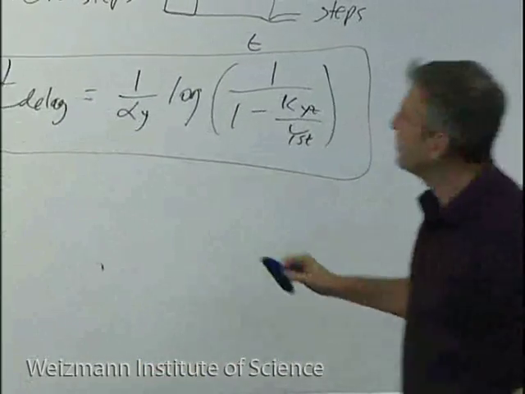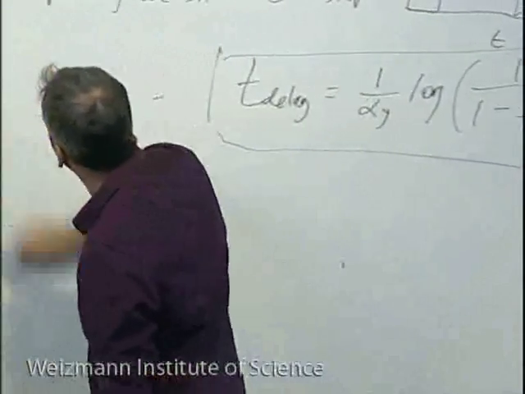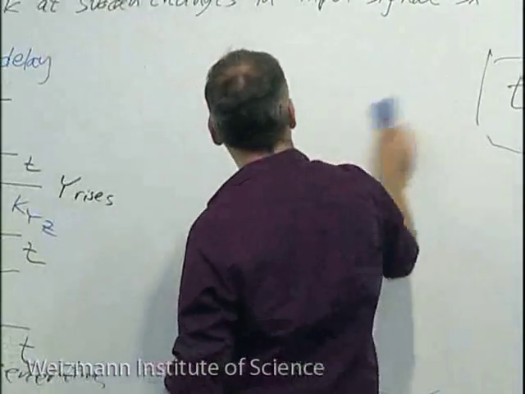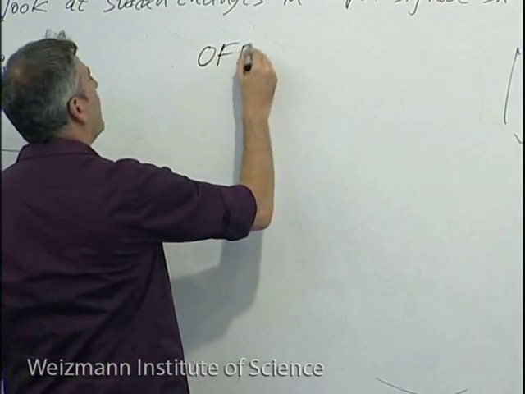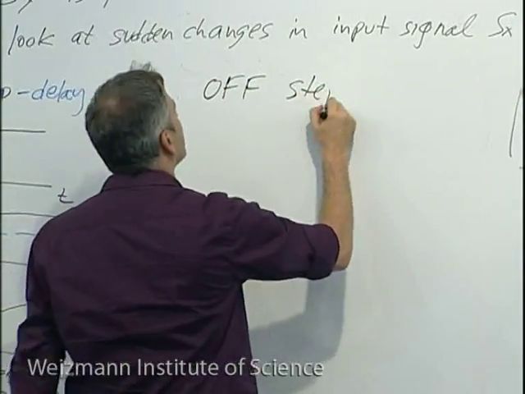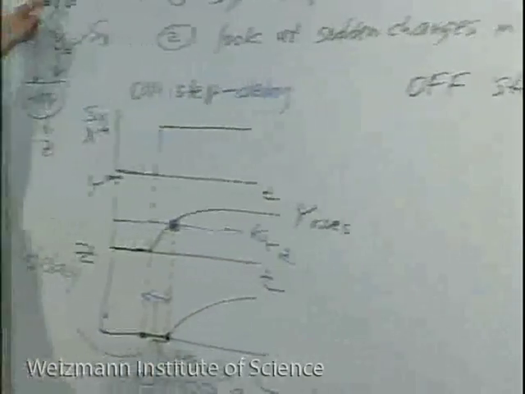Now let's see what happens with an off step. About the AND thing, okay: you don't really need an AND gate in order to get the delay time. A cascade would do it.